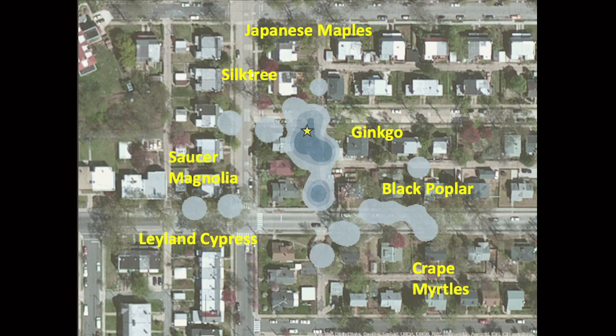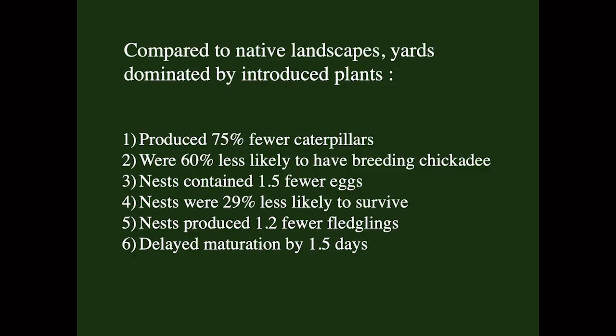Let's also look at the trees the birds did not forage on, and they're all the trees from Asia. So you have Japanese maples and silk trees and our friend the ginkgo and black poplar, saucer magnolia, crepe myrtles. And it's very easy to picture a landscape in which they are the dominant plants. And when they are, you can make these comparisons. These are results from Desiree's project. If she compared primarily native landscapes, none of them were 100% native, with landscapes dominated by introduced plants, the landscapes dominated by introduced plants produce 75% fewer caterpillars. So right away, you reduce the amount of food for these birds by 75%.